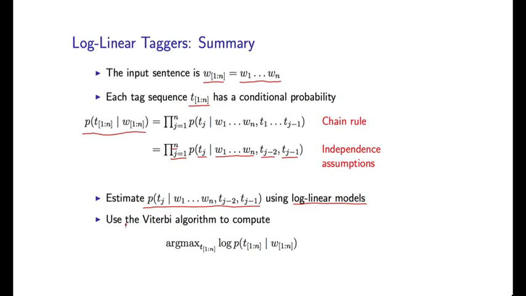Finally, we used the Viterbi algorithm, once again, to compute the highest probability tag sequence for any input sentence. So given a test sentence, an input sentence, W1 through Wn, we can search for the tag sequence that has the highest value for this conditional probability. And that can be achieved using the Viterbi algorithm.